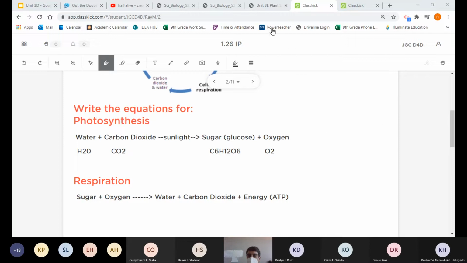Okay, pretty simple stuff, right? Any questions about these equations? We're going to go into more depth on how this relates to what we're talking about today, but I wanted to go ahead and establish this as a baseline before we move forward.